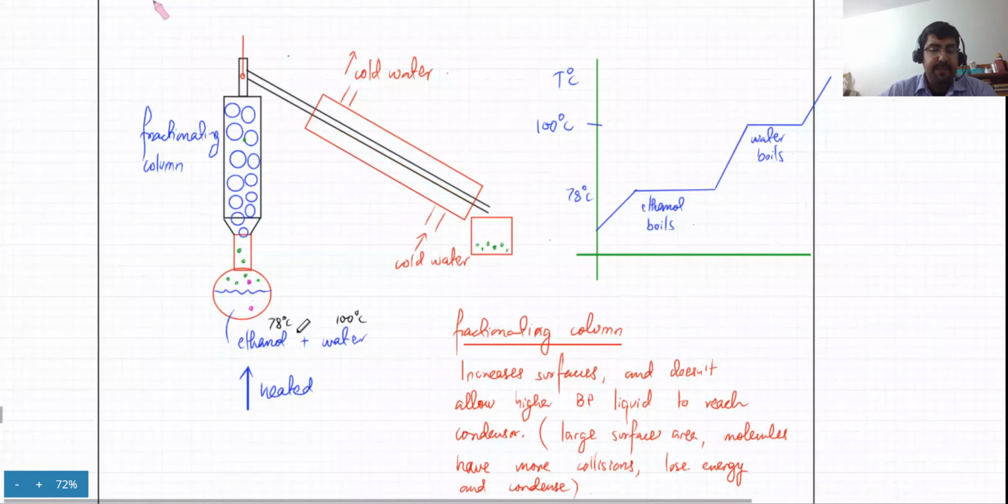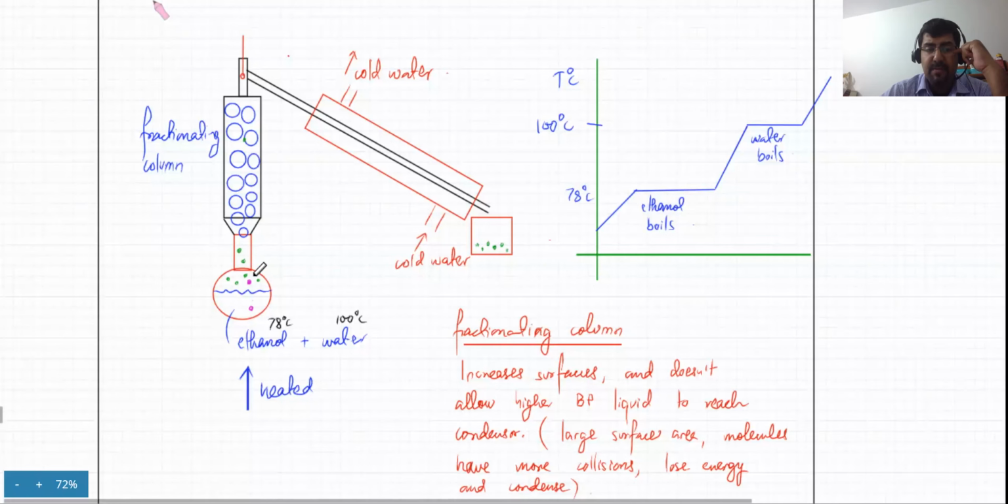that your two liquids, ethanol and water, they have different boiling points. So ethanol is going to evaporate first, and the particles of ethanol are going to go all over. They're going to change into gas. They would pass through the fractionating column into the condenser. They would condense and they would turn into liquid. But at the same time, some water molecules would also evaporate.